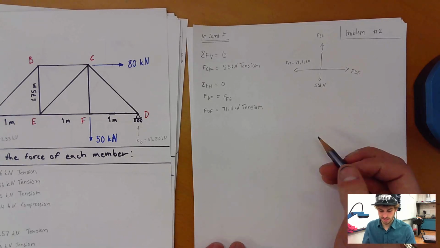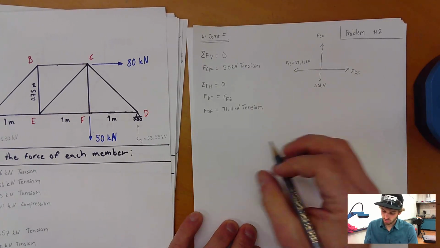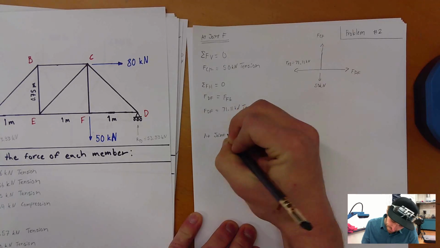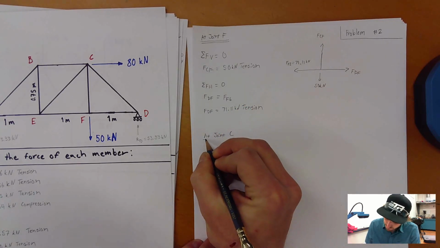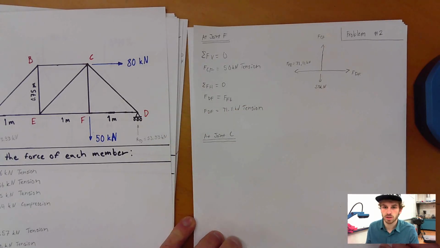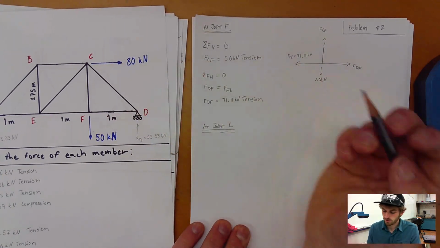Okay, we just have joint C left. At joint C. Could probably do this from joint D as well. That would work, but I'm going to do joint C for funsies.